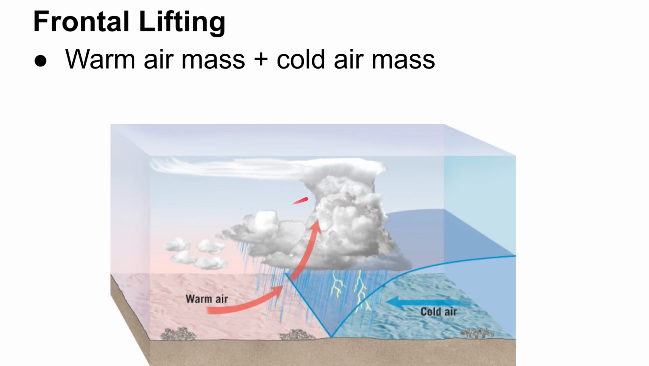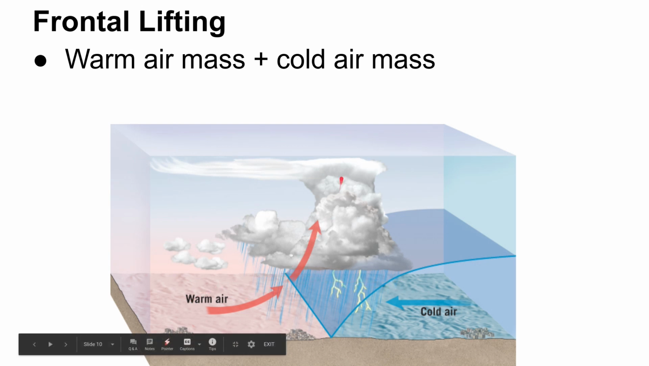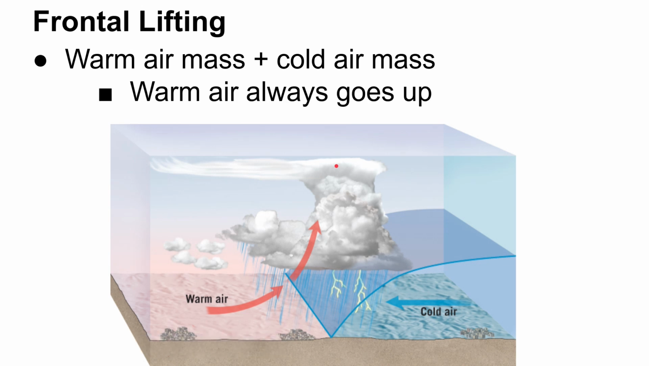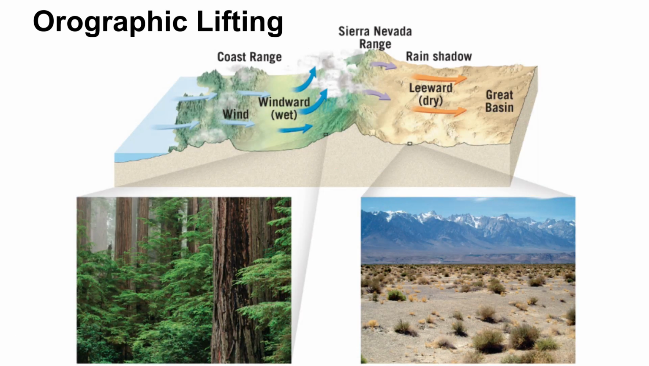So in a front, you have two different air masses, a cold air mass and a warm air mass, and when they meet, the warm air is forced up always. Warm air always goes up.